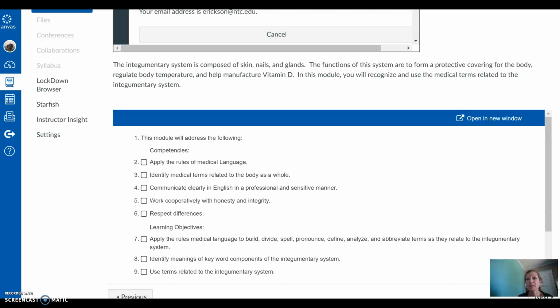So the functions of this system are to form a protective layer that covers the entire body, which is actually the integumentary system, skin, very important and largest organ of the body. It helps to regulate body temperature and help to manufacture vitamin D. So things that you're going to do in this module are learn the medical terms related to this specific system.